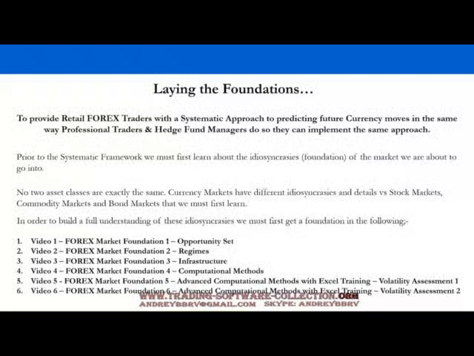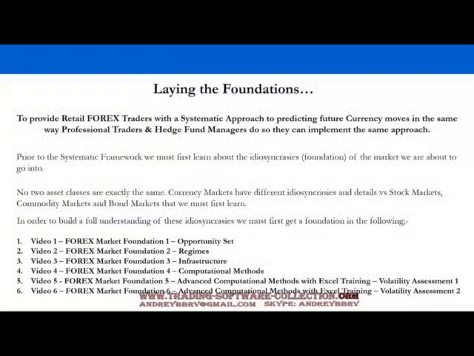Now, the systematic approach starts with idea generation, but there is actually a huge shortfall in understanding and knowledge in the retail trader environment versus the professional trading environment in currency markets themselves. What we have to do first is plug that gap. We need to understand the idiosyncrasies of the currency market, so we have a fundamental understanding and foundation of what currency markets are all about. And no two asset classes are exactly the same.